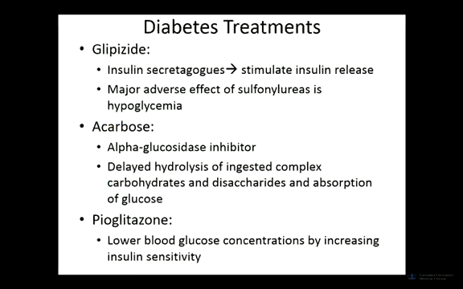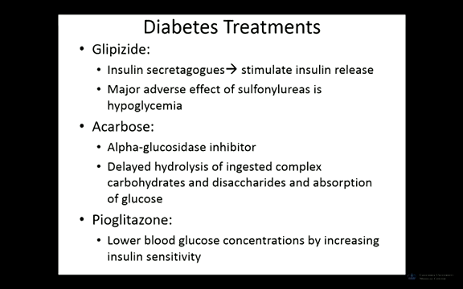And the other diabetes treatments that probably aren't as popular are glipizide, which is a sulfonylurea, an insulin secretagogue. What that means is it stimulates insulin release from the beta cell in the pancreas. And as you would expect, because it's stimulating insulin release, unlike the incretins, it's not glucose-stimulated insulin release. Regardless of what your blood glucose is, if you take a secretagogue, you will make insulin. So the major side effect of sulfonylureas is hypoglycemia.